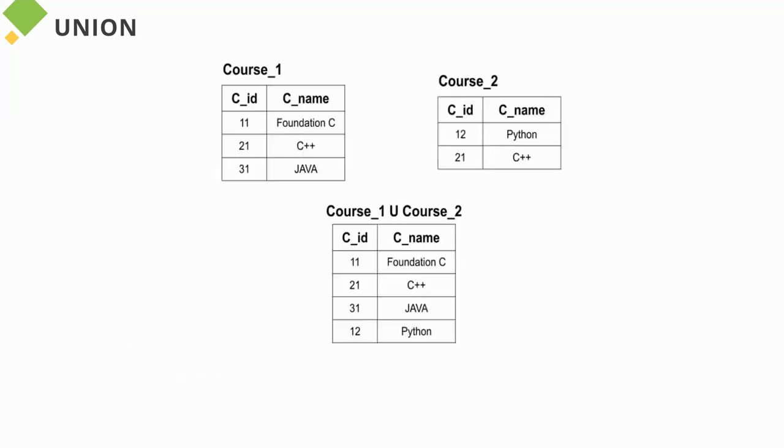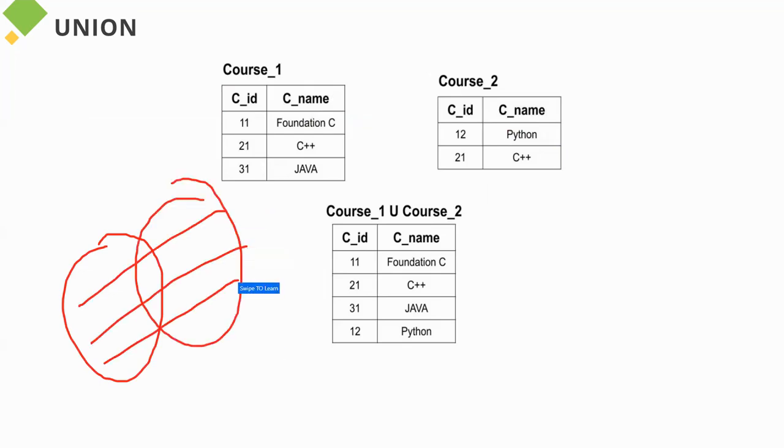I have the table course 1 with attributes CID and CNAME, and the table course 2 with CID and CNAME. I need to have the same attributes CID and CNAME. So what does my union look like? I need all the data. So I need 1 1, 2 1, 3 1. I'll write 1 1, 2 1, 3 1, and their CNAME. Here 1 2 is unique.